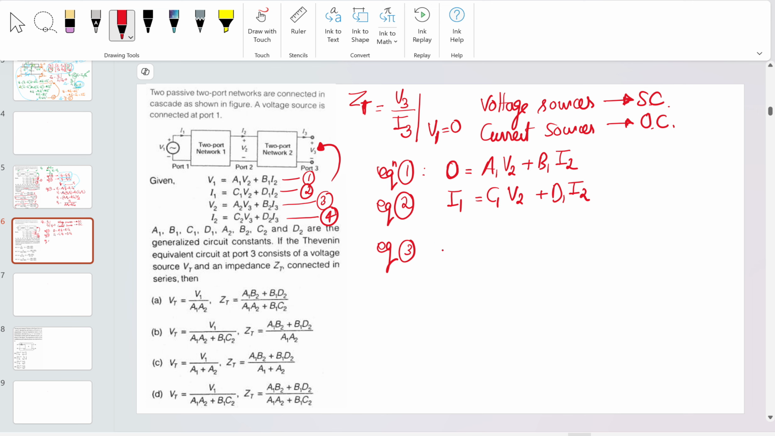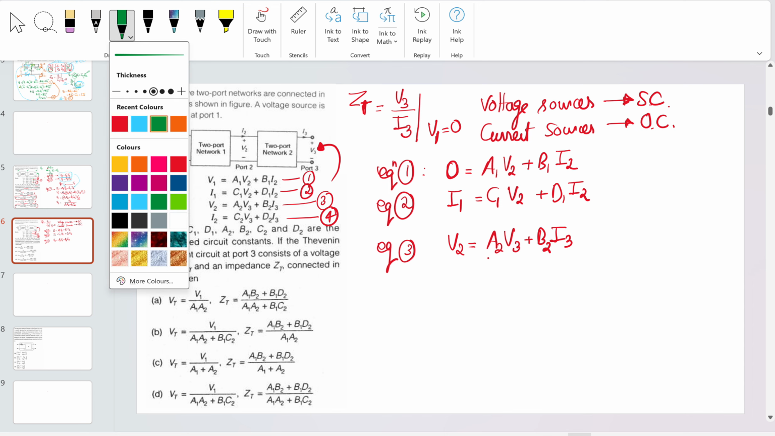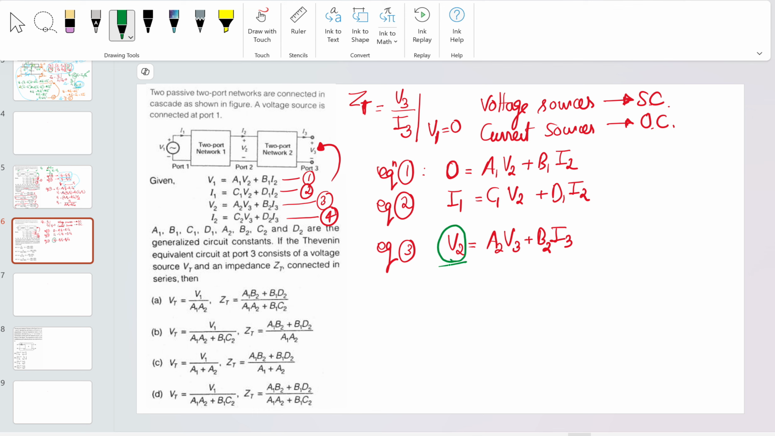If you see equation 3, there is a term of V3 and I3: A2 V3 plus B2 I3. In equation 3, if I am able to find the value of V2 in terms of V3 and I3, it will be easy for us to generate the equations and get the ratio V3 by I3.